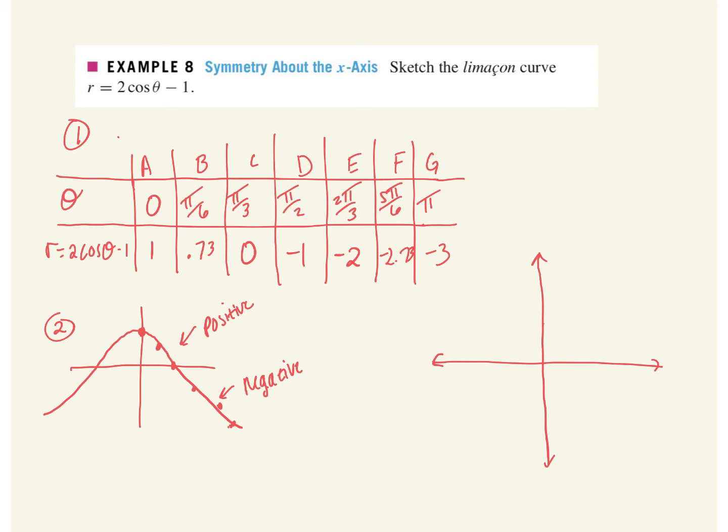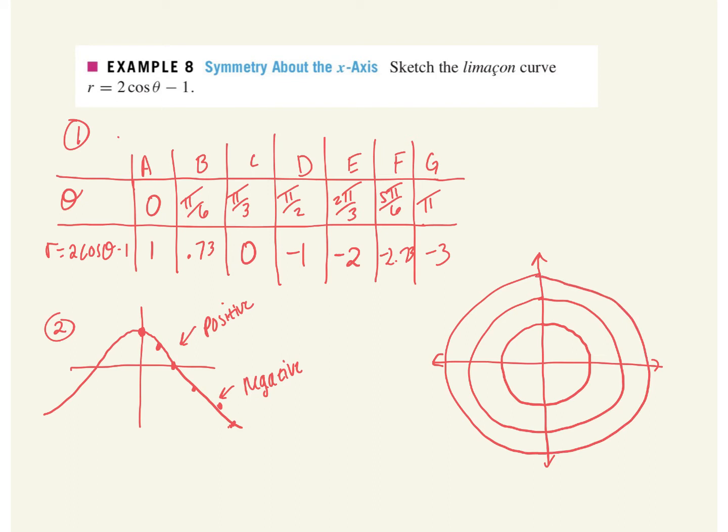All right, let me get my 1, 2, 3. Okay. All right, so I've labeled enough at this point.